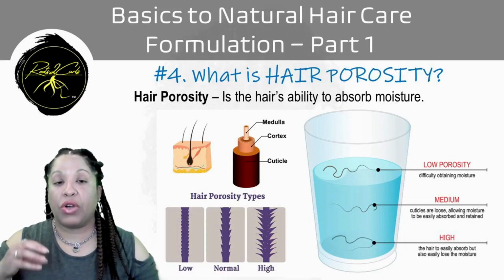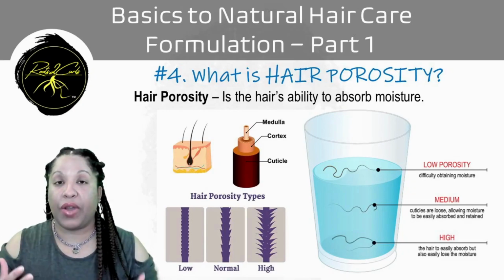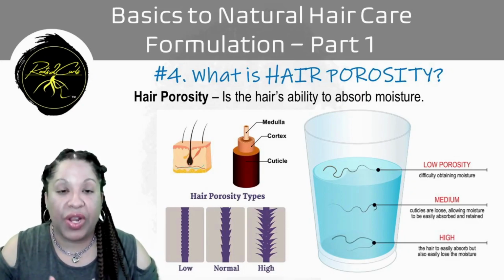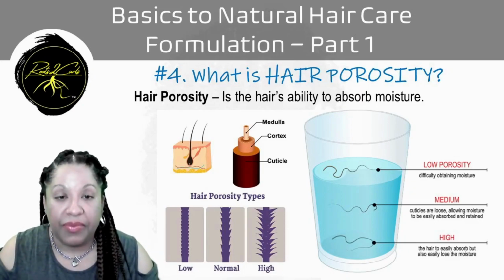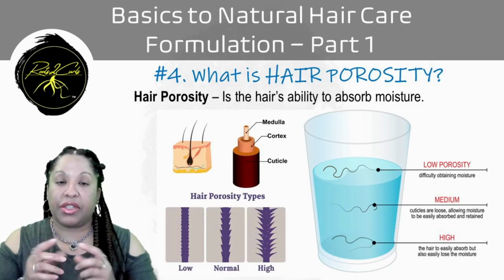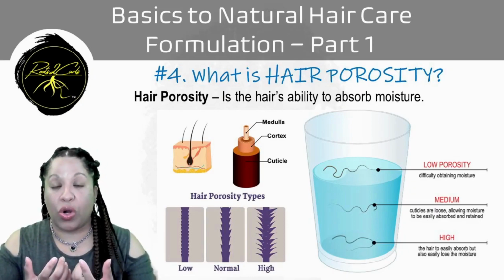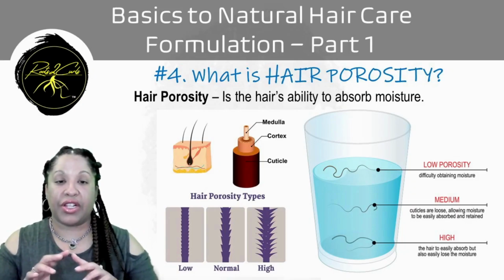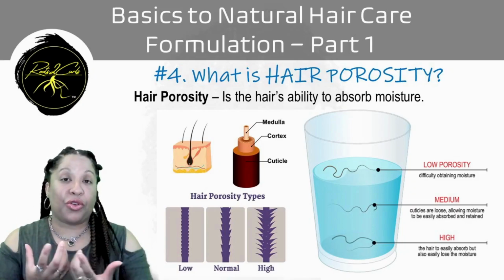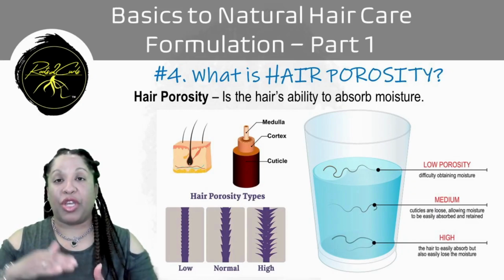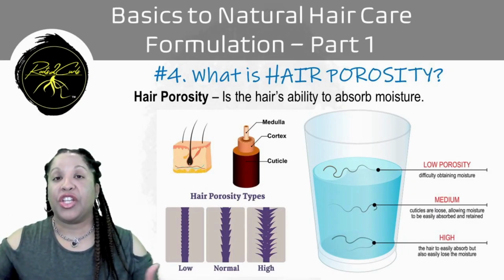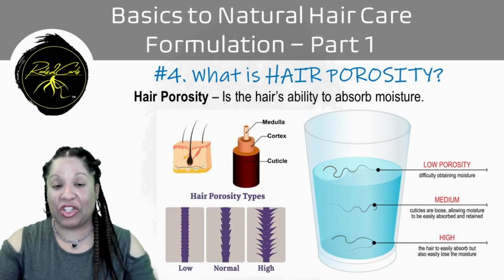So at the top, we're looking at a single hair strand, and we're looking at the inner part of the strand, which is the medulla, and then the midsection of it is the cortex, and then the outer structure of a hair strand is called the cuticle. And the cuticle is where it's going to either be open or closed to allow water and moisture to enter and penetrate the hair strand.